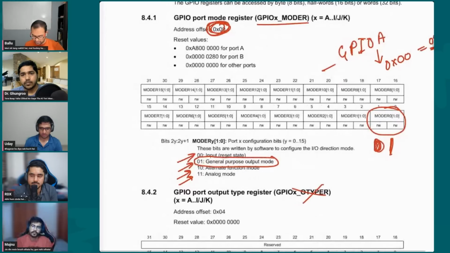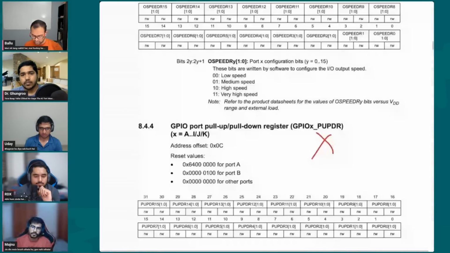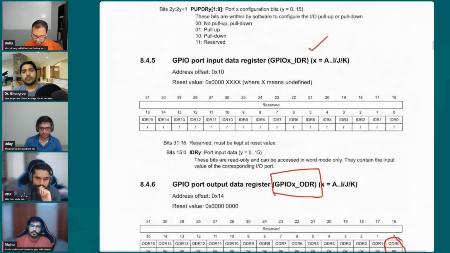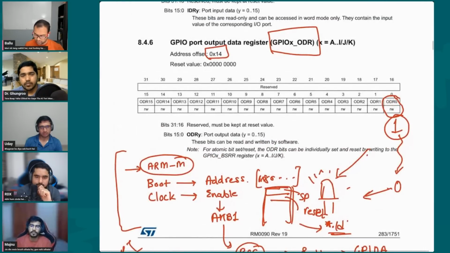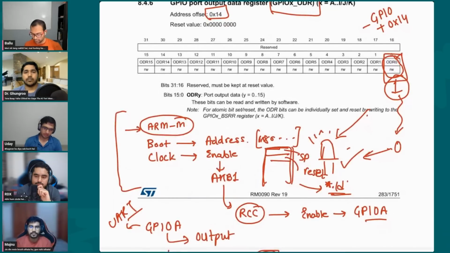And then after that, we go to the output data register, which is at the address of hex 14. So GPIO base plus hex 14. And to that, we write 1 and 0. And writing 1 and 0 would toggle the LED. Yes. Perfect.